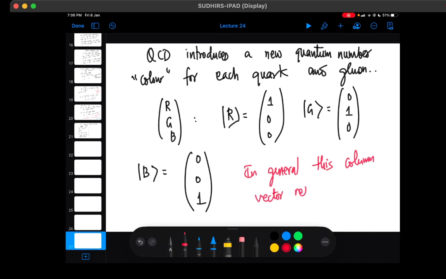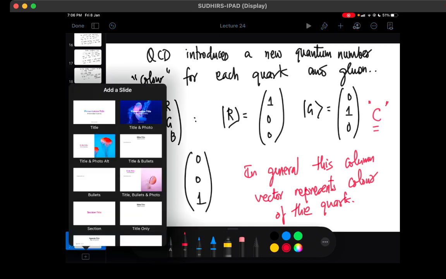Represents the color of the quark. So let me call this C. Okay, we call this some column vector C. Similarly, for the gluon you'll have something else, so we'll call it A.